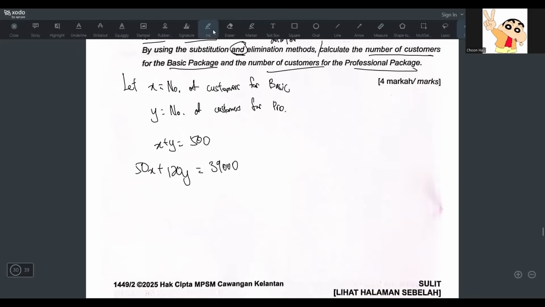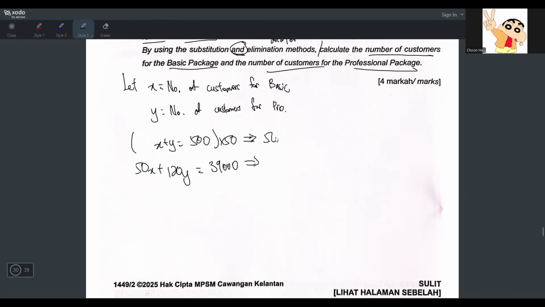So how? If you want to use the elimination method, you have to make sure the number before X is the same, if you want to eliminate X. If you want to eliminate Y, then make sure the number before Y is the same. Let's say I want to eliminate X, so the number is not the same, right? So I will take this one times 50, everything times 50. So you get 50X plus 50Y, and then 50 times 500 will be 25,000.